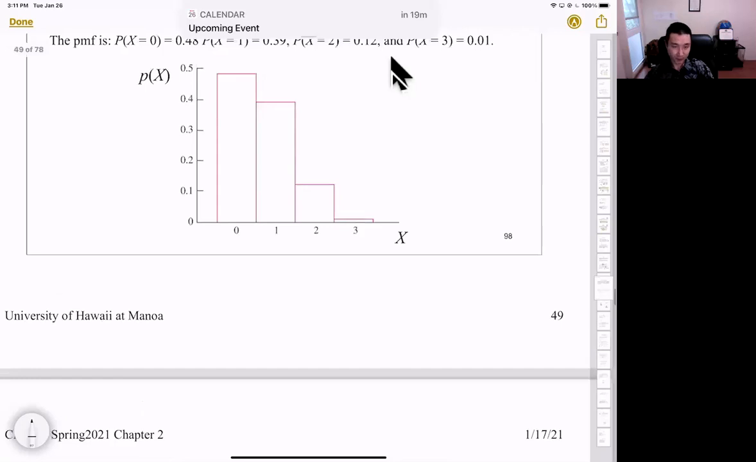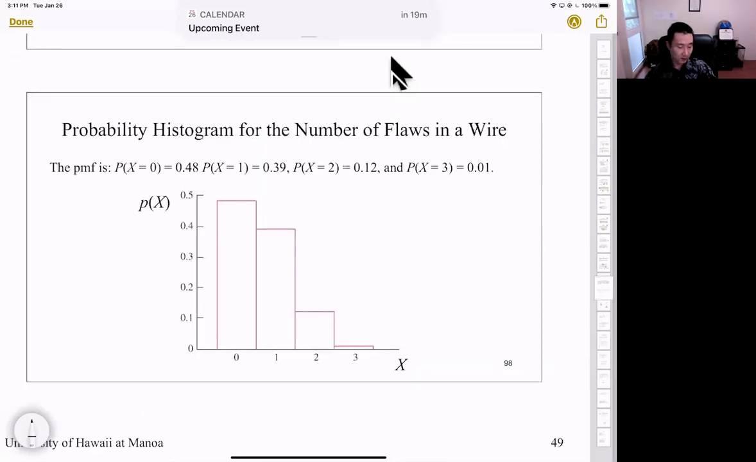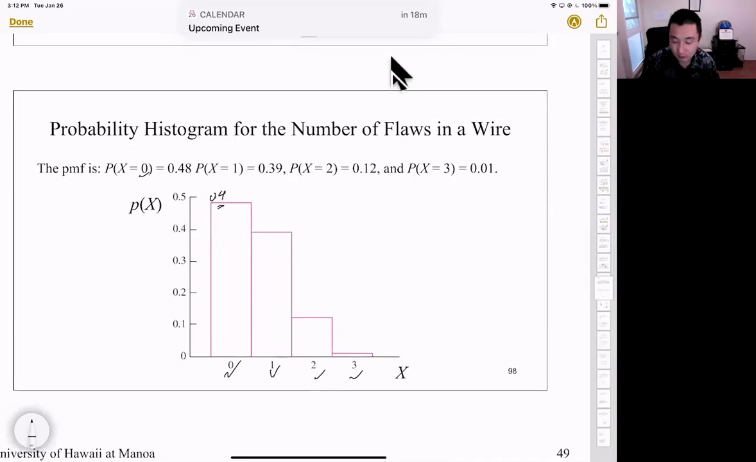Like here. For the possible x values 0, 1, 2, and 3, the y-axis is the probability, p of x. The height of the rectangle is the probability. So here it is 0.48, and here it is 0.39. So again, when we have the PMF, we can easily draw a probability histogram.